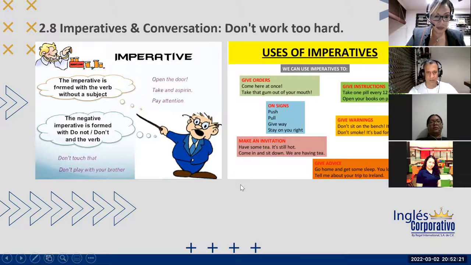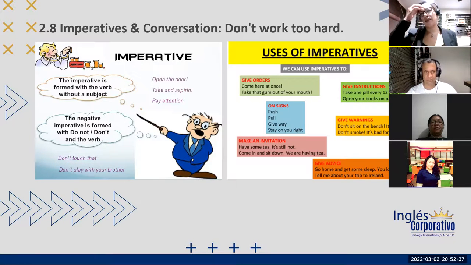Mm-hmm. Are there imperatives in third person? No, no, porque no le puedo dar una orden a una tercera persona. Los imperatives son directos para la persona con la que estamos hablando, dándole la indicación o las instrucciones. No habría como para tercera persona. Any other question?